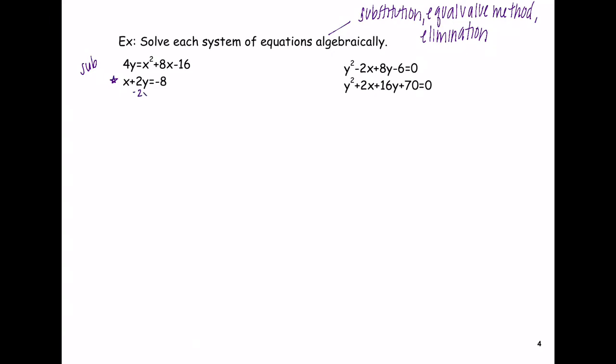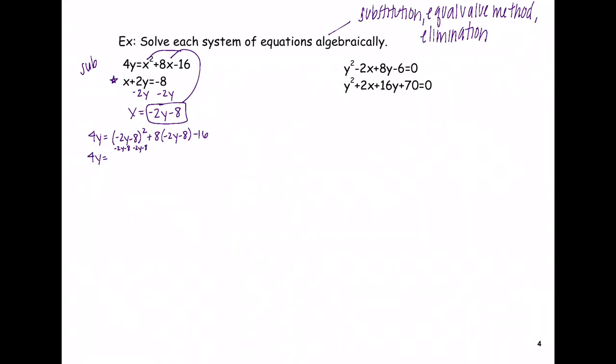I know I can subtract this 2y, and I now know what x equals: negative 2y minus 8. I can take what x equals and plug it in for all of the x's in my top equation. So I have 4y is equal to the quantity negative 2y minus 8, squared, plus 8 times negative 2y minus 8, minus 16. I want to distribute out my negative 2y minus 8 times negative 2y minus 8.